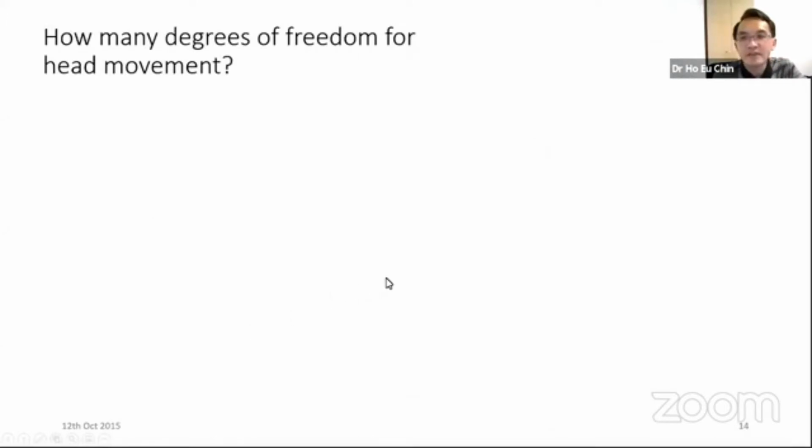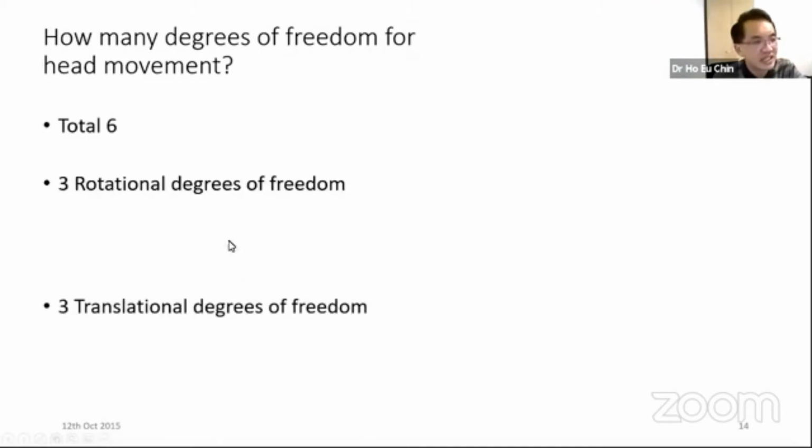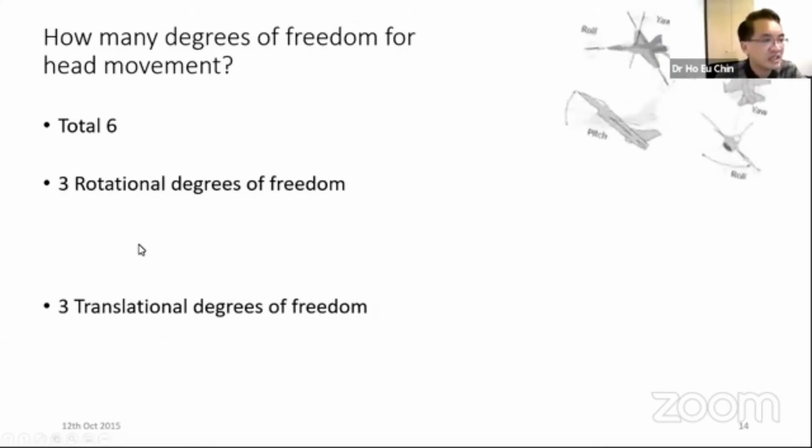Okay, now I want to pose this interesting question. How many degrees of freedom for head movement are there? Meaning in how many different directions can we move our head. When I ask this question, usually the answer is 3 or 4. The correct answer is actually 6. There are actually 3 rotational degrees of freedom and 3 translational. I'll explain a bit further.